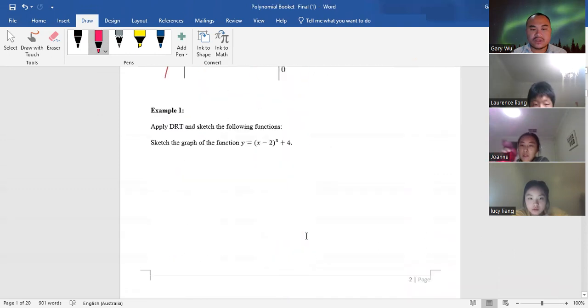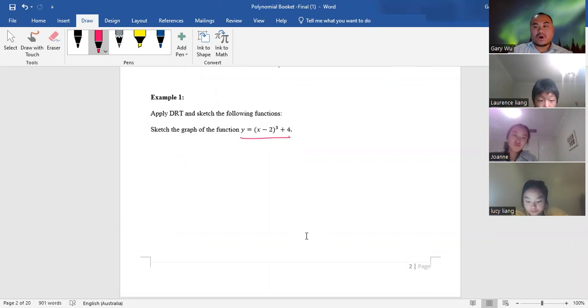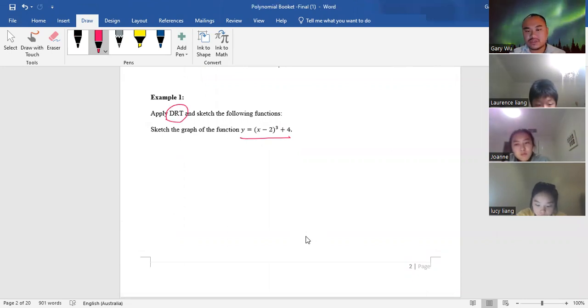So let's look at one example. If I want to sketch this one, first of all, I know it's a cubic function. Now I want to apply DRT to sketch it. First of all, Lucy, can you please unmute yourself and let us know whether this function has any dilation, reflection, and translation? Does it have any dilation, reflection, translation?